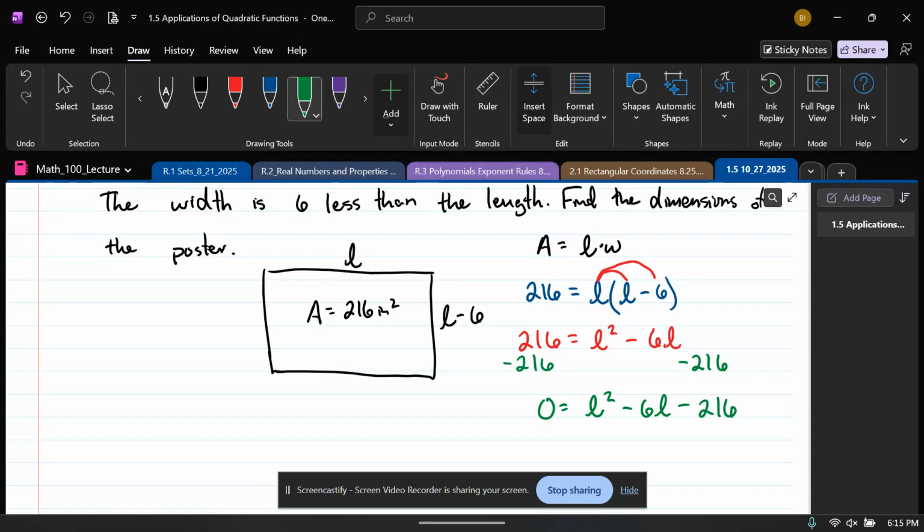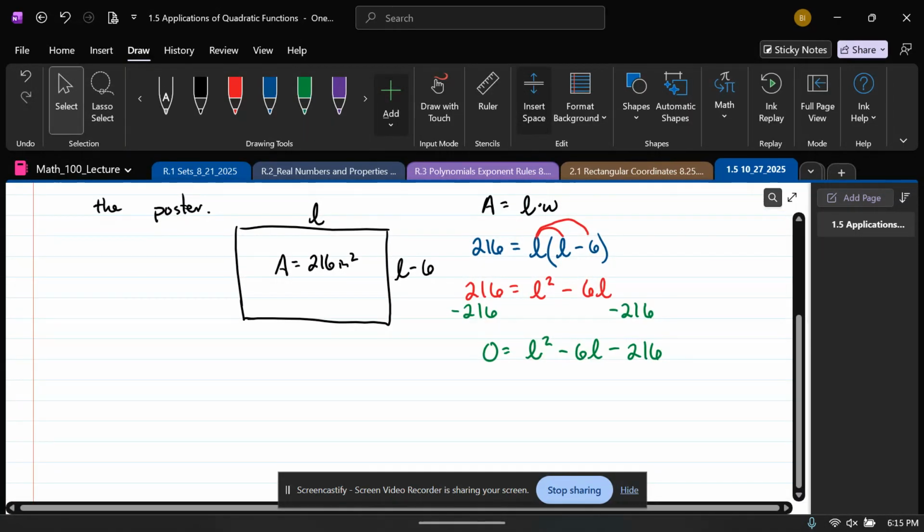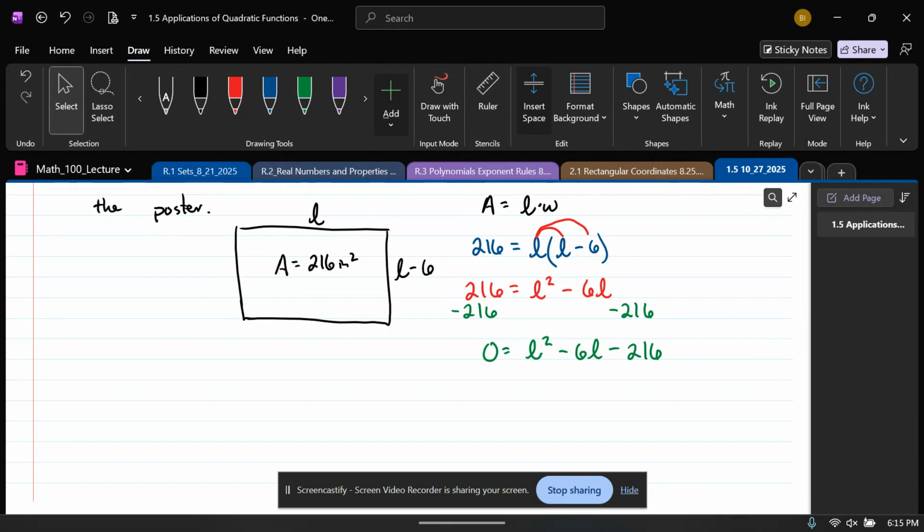Now here's where I have options. I can try to factor this, or I could do the quadratic formula. This one will work with either. My favorite way is factoring. That's what I prefer, mainly because it's faster. Right? So I'm going to try to do factoring.